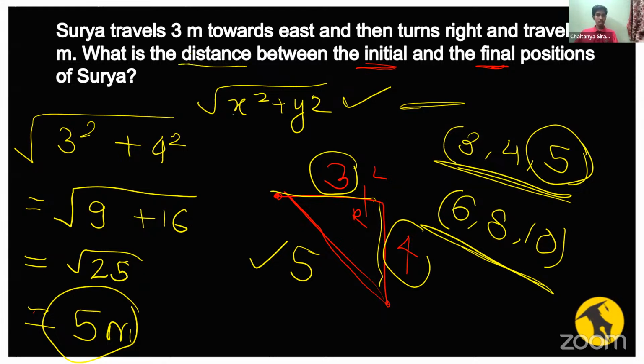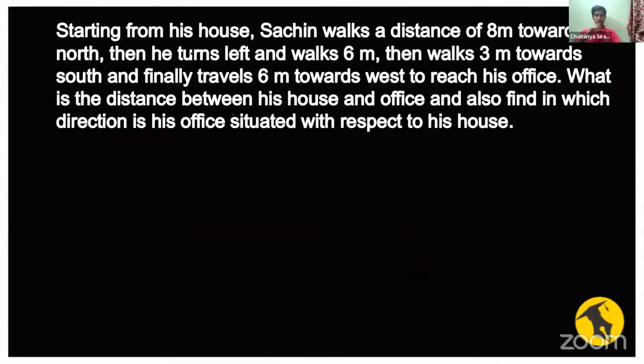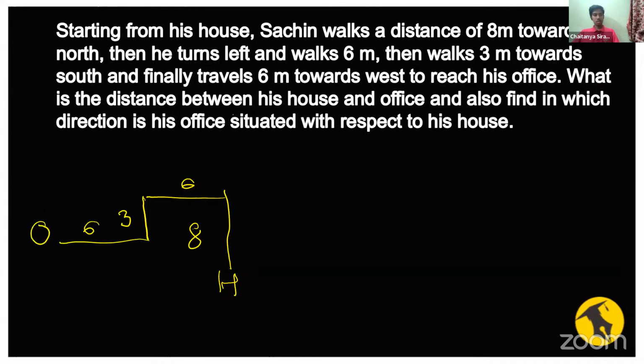All right, I hope this question was clear on finding the initial and final position distance. Let's move ahead. Starting from his house, Sachin walks a distance of 8 meters towards north. So let's say Sachin's house is here. He starts 8 meters towards north. Then he takes a left turn. So left here would be this side. He walks 6 meters. Then 3 meters towards south. And finally 6 meters towards west to reach his office. So this is his office.